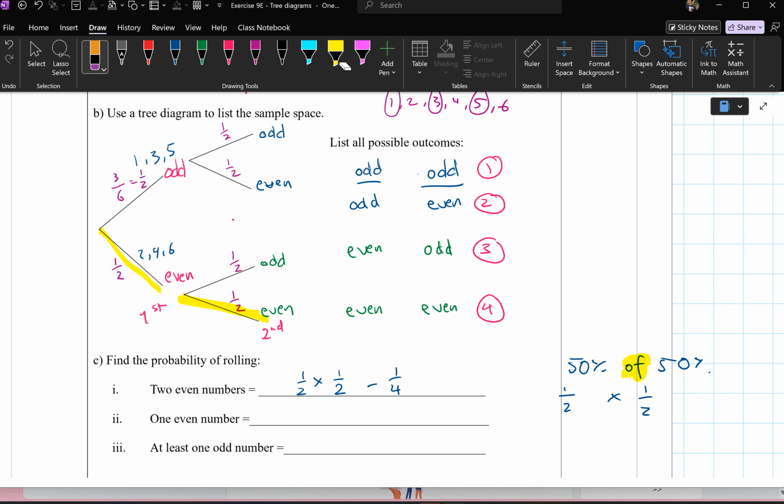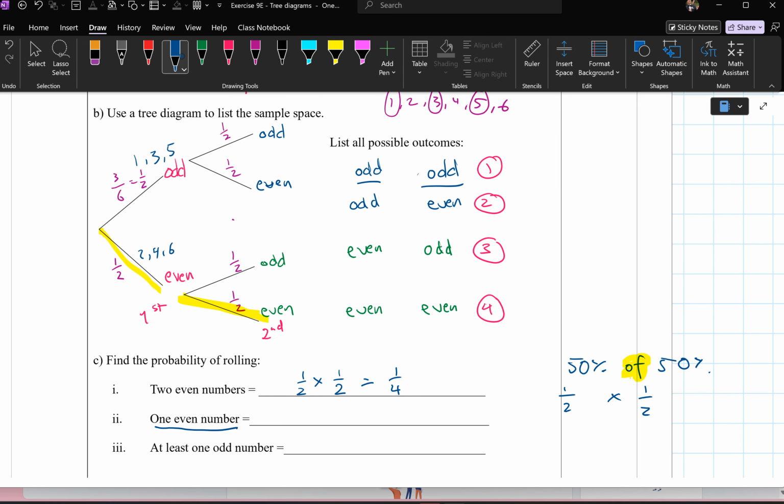Okay, so let's do the same thing now. Let's do the next one. So now that you got the idea of how to do them following the tree diagram, what about if you just want one even number? So in your list here, what's the chance of getting one even number? Just one even number in your list. So you got one even there. This one has two evens.